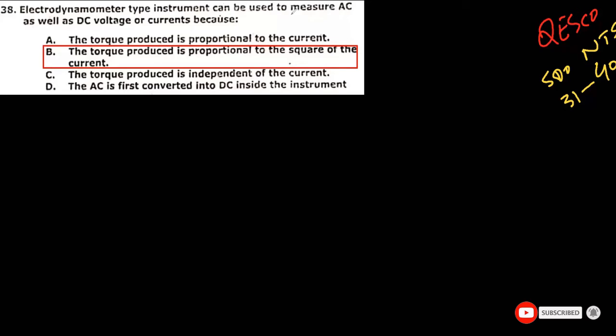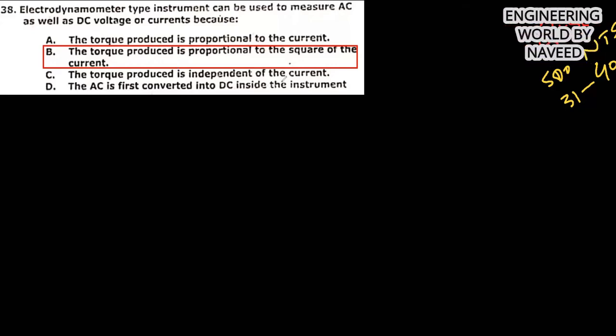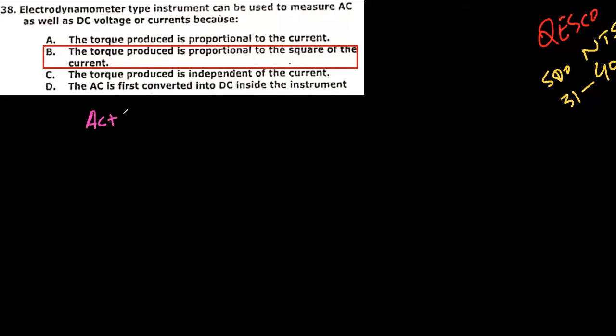Electrodynamometer type instrument can be used to measure AC as well as DC voltage or current, because the torque produced is proportional to the current, or the torque produced is proportional to the square of the current, or the torque produced is independent of the current, or the AC is first converted into DC inside the instrument. Actually, the instruments which we use for the measurement of AC plus DC are the moving iron instrument or rectifier type instrument.